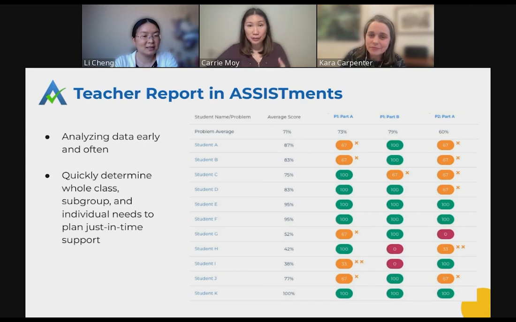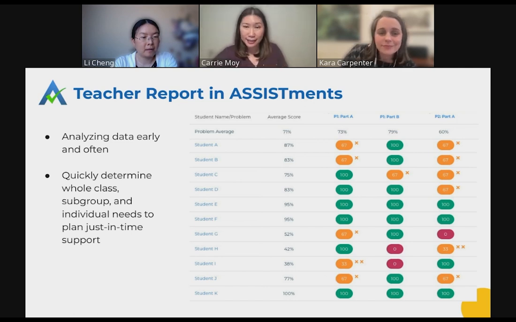In ASSISTments, students are doing assignments online. And as a teacher, you're getting this data report. In this data report, you see green for students who got it correct the first time. You will see orange with a little X, meaning they needed help on the problem, like an embedded hint that we have in our system, or they tried it and got some feedback and tried it again. That's what orange means. They got it correct eventually on their own. And red meant they needed help. They had to ask for an answer.